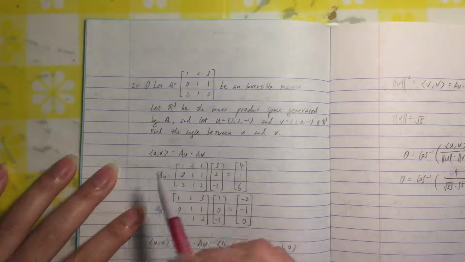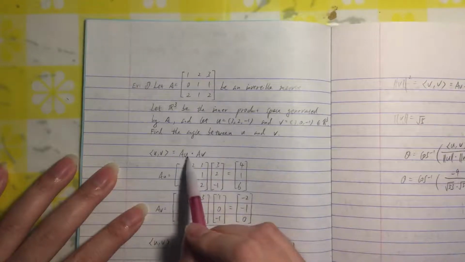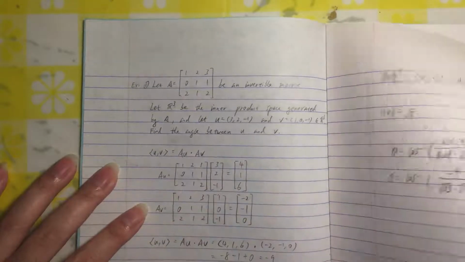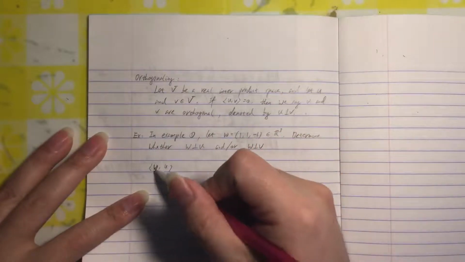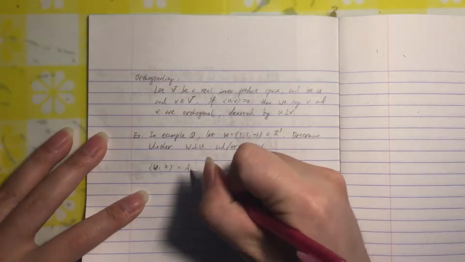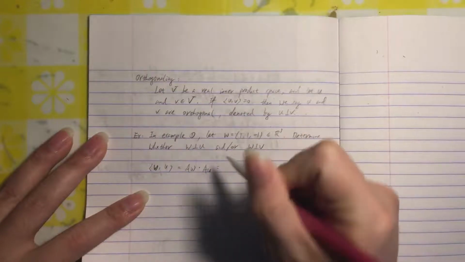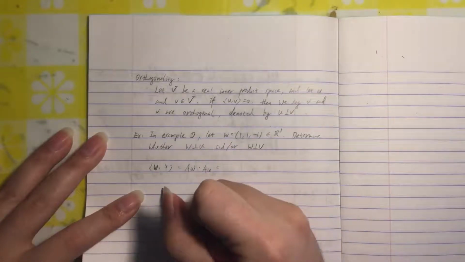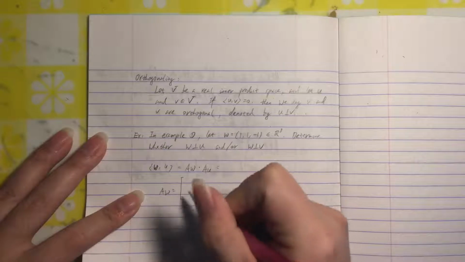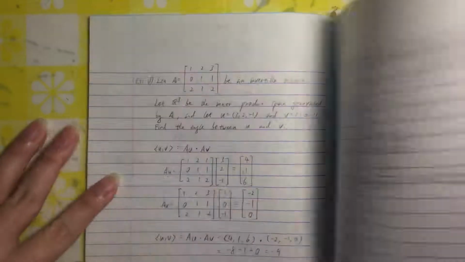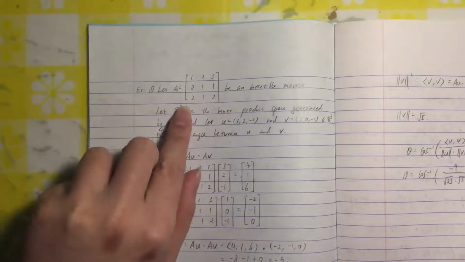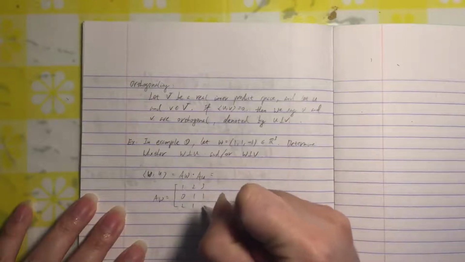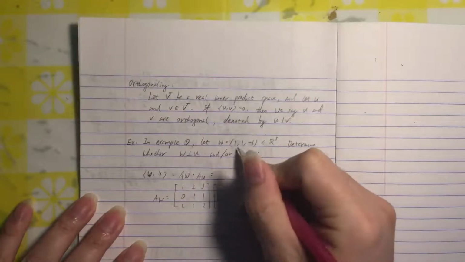generated by A, which means the inner product of U comma V is AU dot AV. Similarly here, the inner product of W comma U is AW dot AU. What's AW? For AW, take matrix A times W. Here A is the matrix 1, 2, 3, 0, 1, 1, 2, 1, 2. W is the vector 1, 1, negative 1.